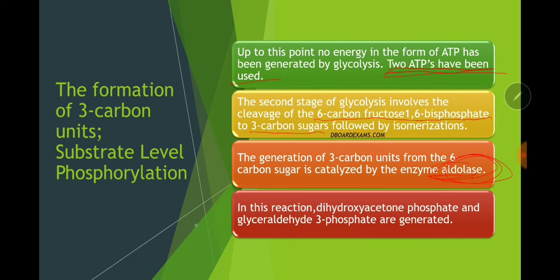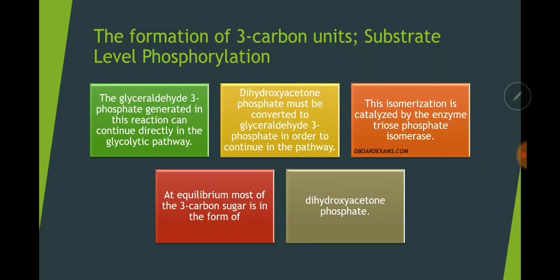So in this reaction, the 2 three carbon members are dihydroxyacetone phosphate and glyceraldehyde 3-phosphate. Please make sure you remember that. Very important products here, and I mentioned them earlier. So the formation of 3 carbon units, which is also called the substrate level phosphorylation, is the second stage of glycolysis. The glyceraldehyde 3-phosphate generated in this reaction can continue directly in the glycolytic pathway.